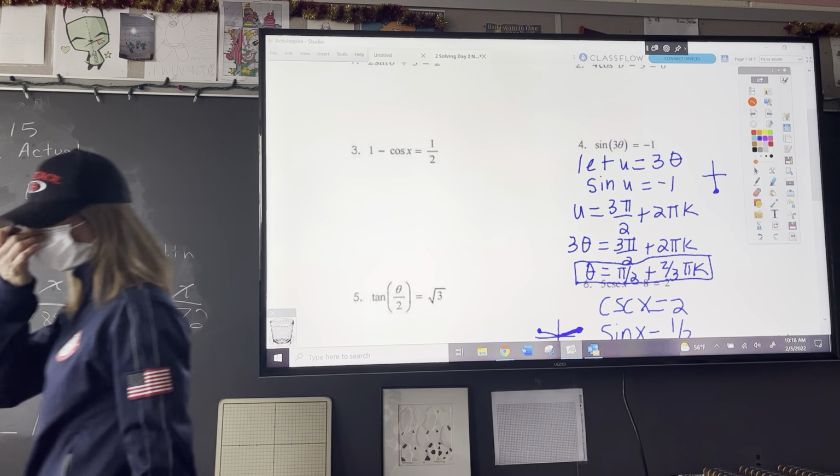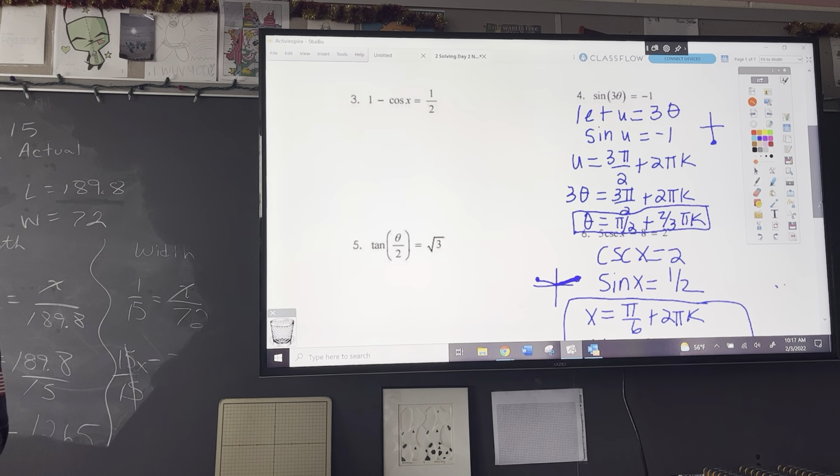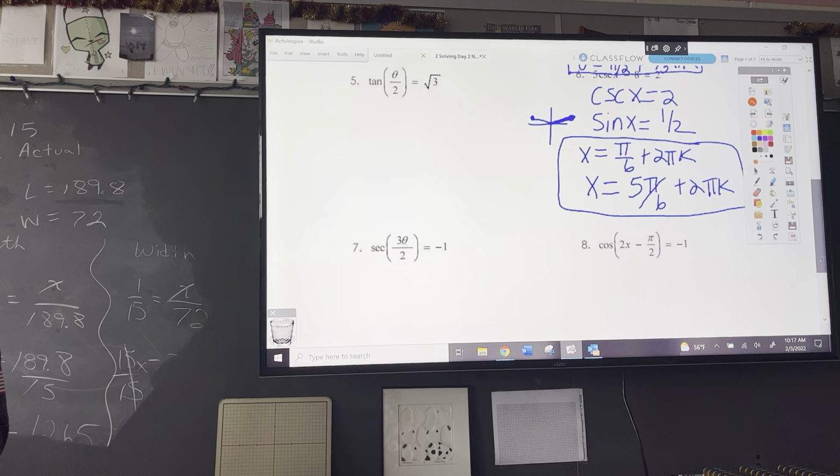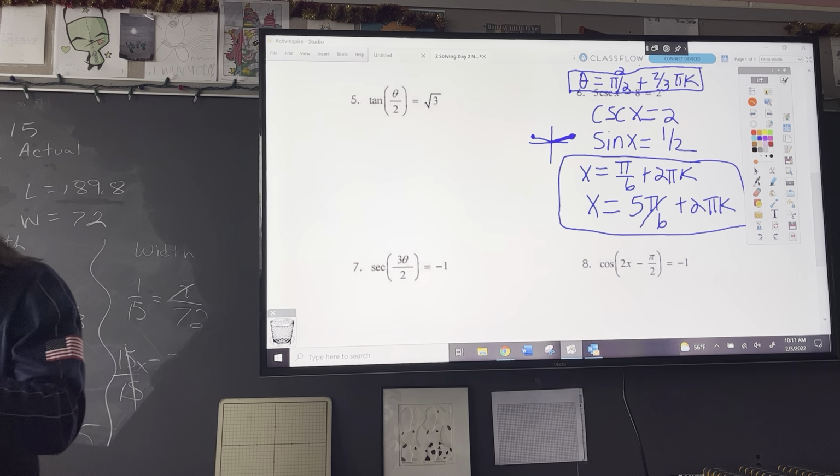Good? It's called substitution. Use substitution. It's kind of fun. I'm not going to lie. Did you just say it's kind of fun? It's just like how Kayla likes graphing. You like graphing? I enjoy graphing.